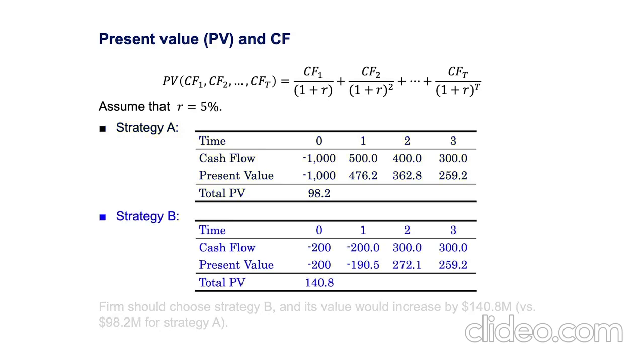We can then do the same for strategy B. The cash flow from strategy B is given by the second row in the lower panel in the table, and the present value is given by the third row. If we add up the present value of all the pieces for strategy B, we get $140.8 million.